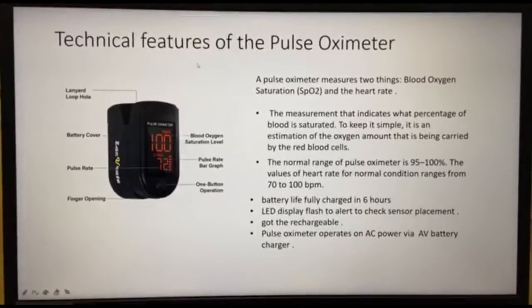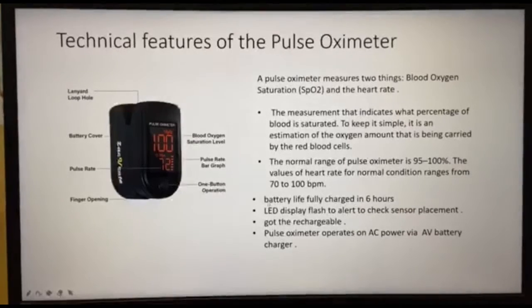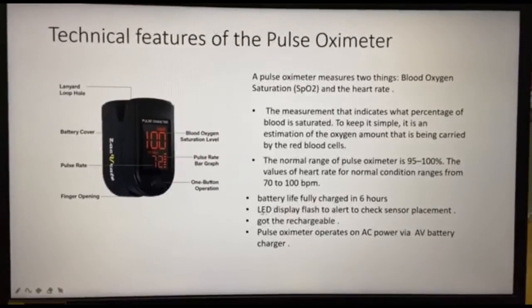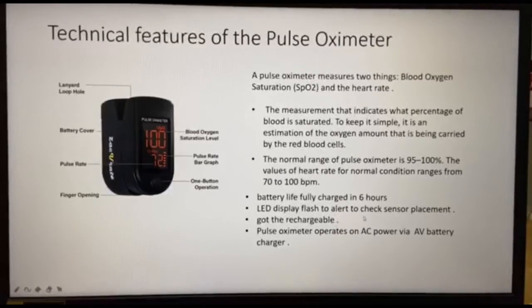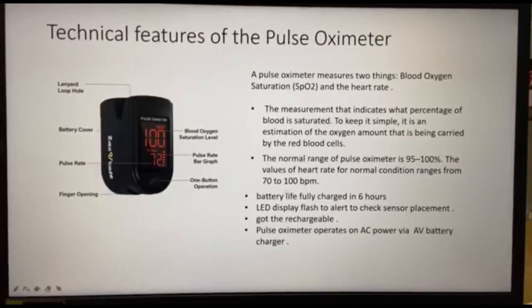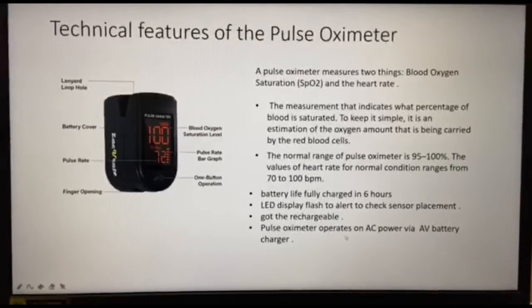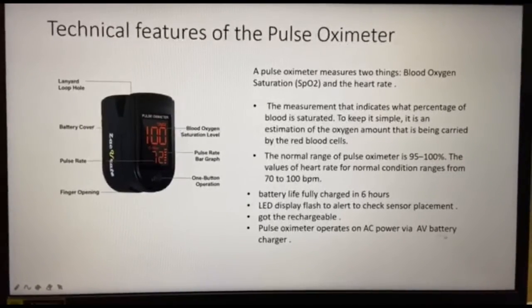Okay, for the technical features of the pulse oximeter: battery life fully charged in 6 hours, has an LED display that flashes to alert you to check its sensor placement, and is rechargeable. The pulse oximeter can also operate on AC power via the AC battery charger.